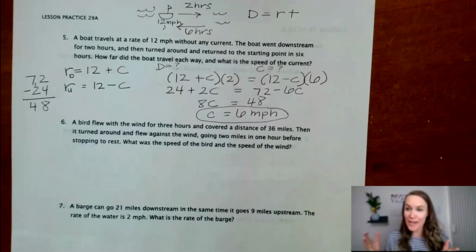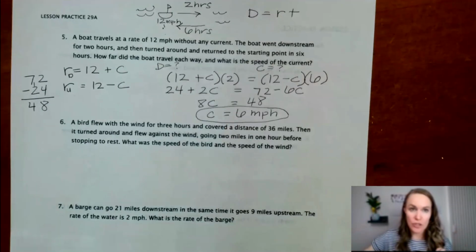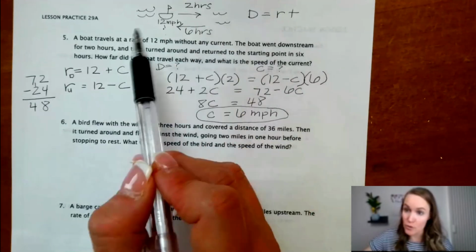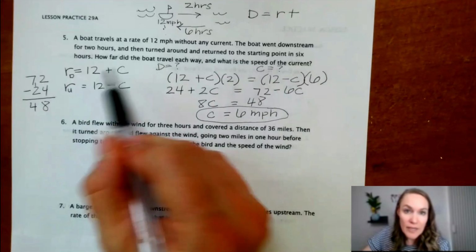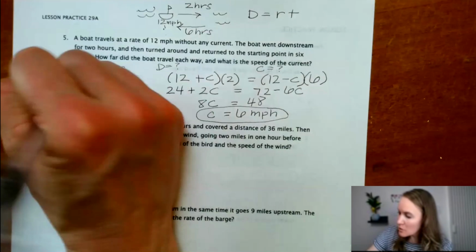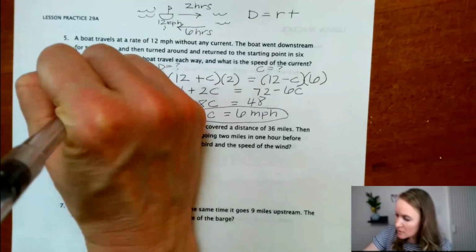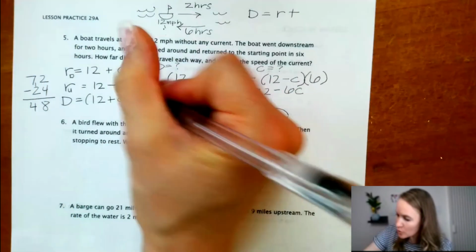Okay, so great. So now we've got to figure out the distance. And we can use either equation. You can use the equation going downstream, or you can use the equation going upstream. They will both work out the same because those distances are the same. So I'm just going to use the equation going downstream. So the distance, we don't know, equals the rate, 12 plus c, times the time, which was 2 hours.